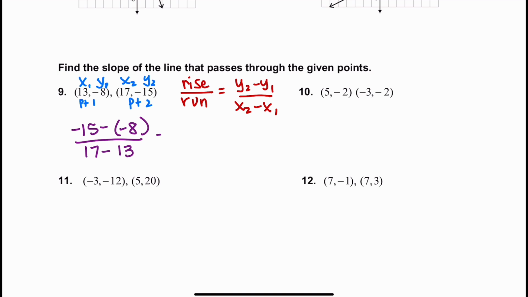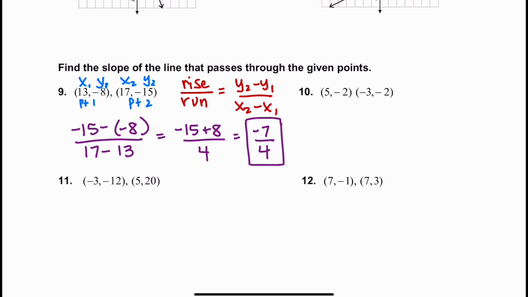So negative 15 minus 8 is going to be the same as negative 15 plus 8. 7 minus 13 is going to be a 4. So I'm going to have a negative 7 over 4, and that would be my slope on number 9.